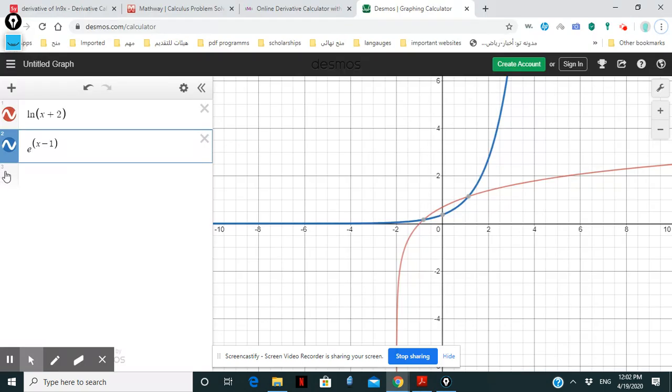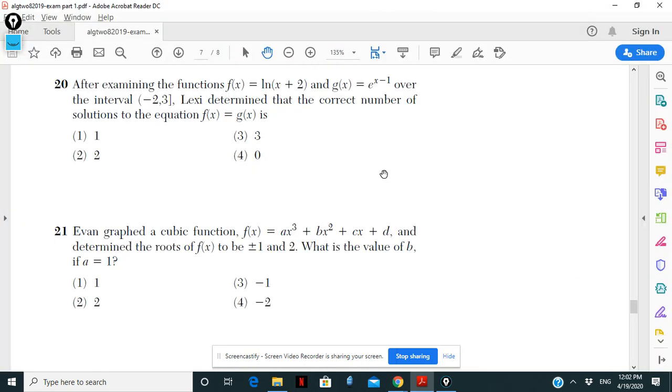So what I'm doing, I'm writing these two equations in y equal to, and graph them, and I can check the intersection.